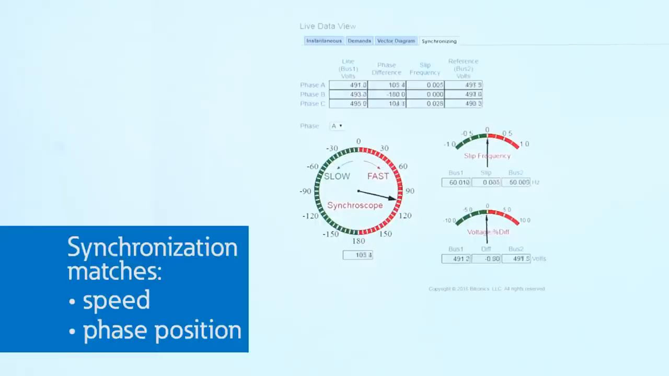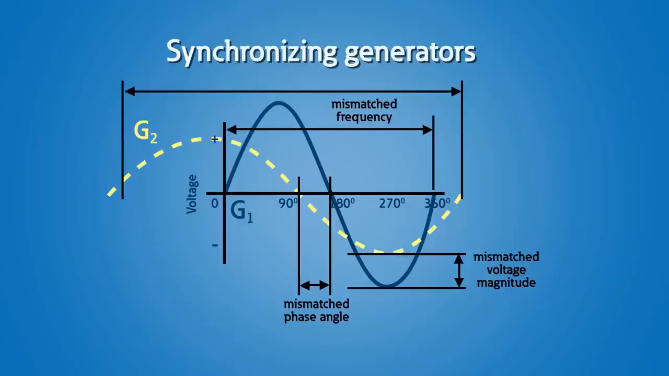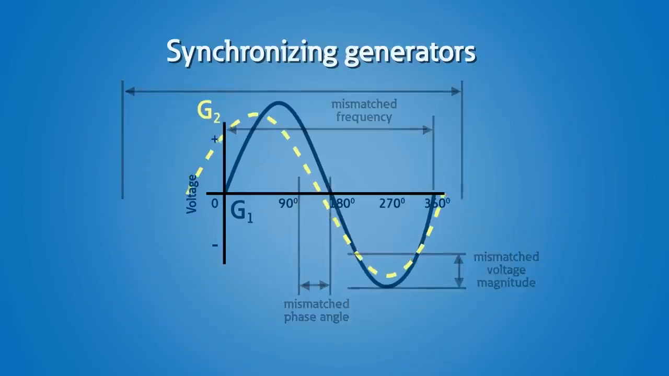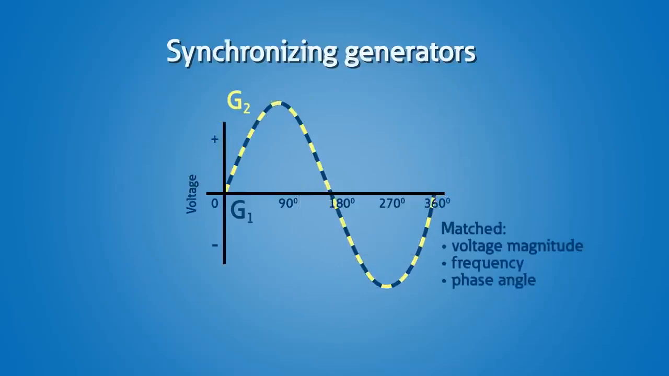The objective of synchronization is to match speed and phase position, so there is little or no transfer of energy when paralleling multiple units or connecting to an existing grid, or bad things could happen. Synchronizing requires matching voltage magnitudes, frequency, and phase angle. On systems with commercial or industrial generators, synchronizing these generators requires a special transfer switch with that capability.